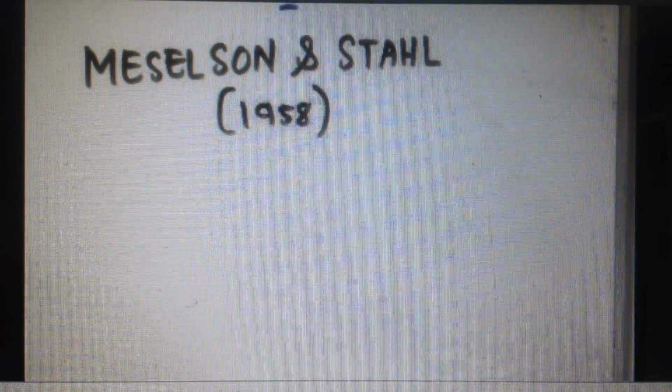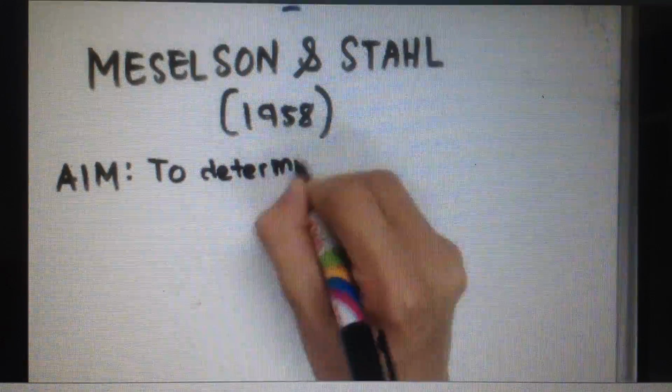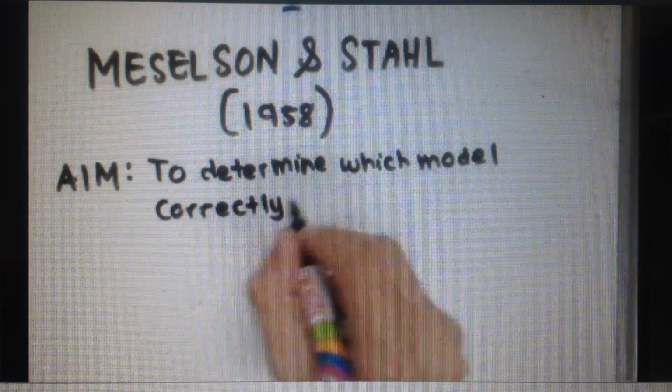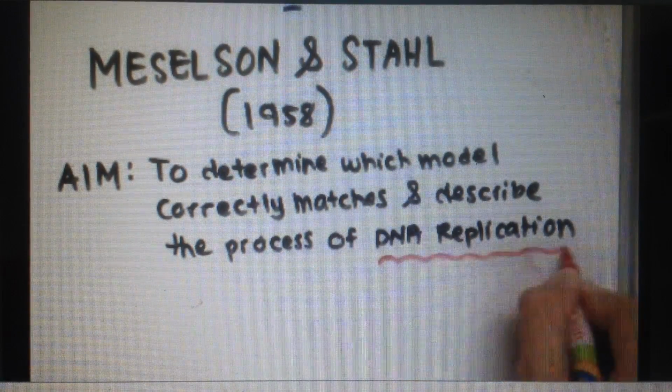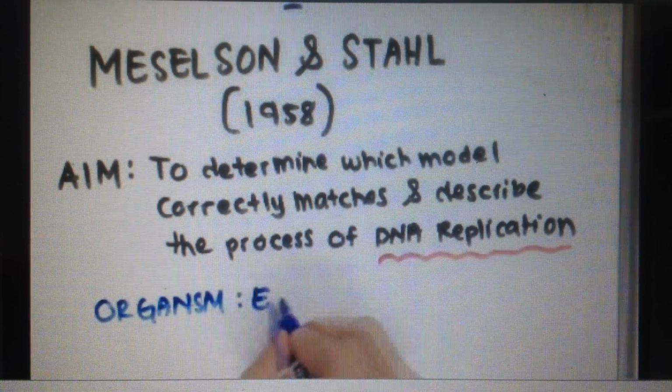Chapter 6, Meselson and Stahl. To determine which model correctly matches and describes the process of DNA replication, organisms use Escherichia coli.